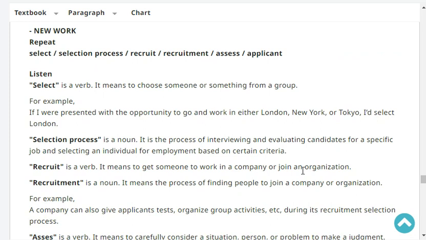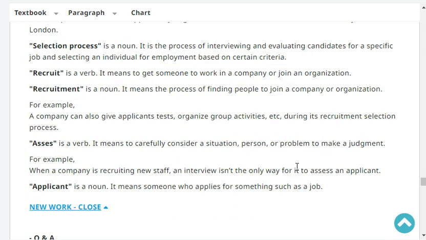Selection is a noun. It is the process of interviewing and evaluating candidates for a specific job and selecting an individual for employment based on certain criteria. Recruit is a verb. It means to get someone to work in or join a company or organization.